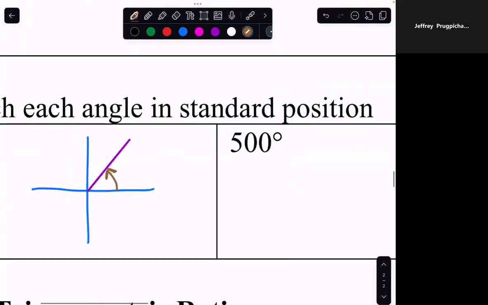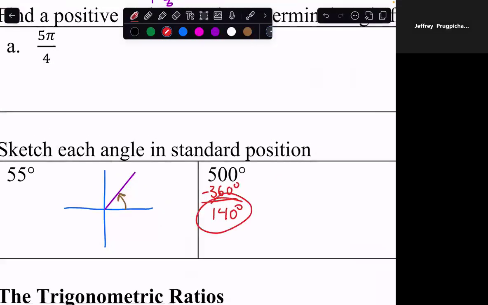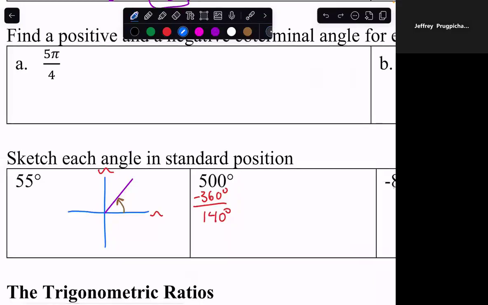Okay, so now 500 degrees, right? So we just talked about coterminal angles. You know that 500 degrees is coterminal to 140 degrees, and that's true. And knowing this is helpful because, okay, we know 0's here, 90's here, 180's here. Okay, so 140 degrees would be past the 90, but not all the way to the 180.